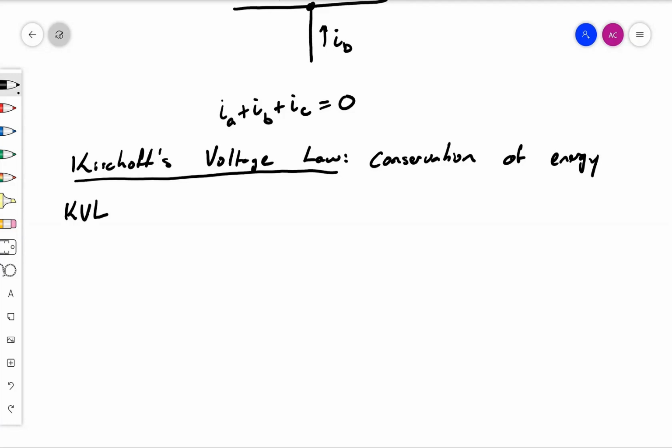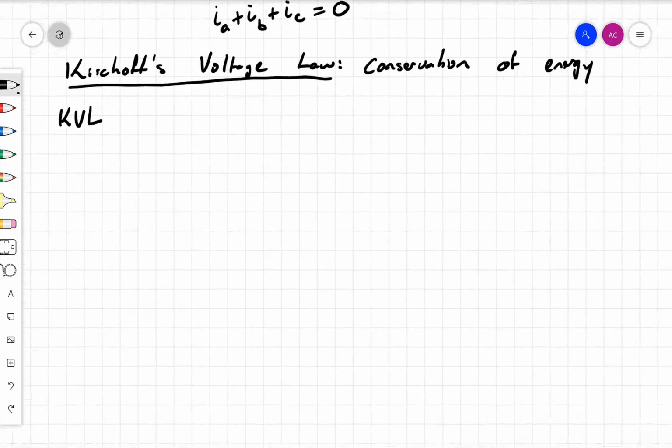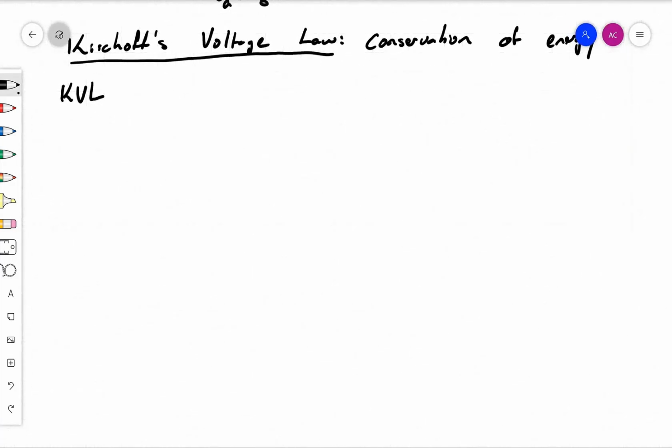What Kirchoff's voltage law is saying is that around any closed loop in a circuit, the sum of the voltage rises and the voltage drops is going to be equal to 0. Let's get a very simple circuit here to look at this. Let's start off with the simplest circuit we can do, just a voltage source and a resistor. Let's say 10 volts, and a 10 ohm resistor, and we'll fully define it. So this is 1 amp.